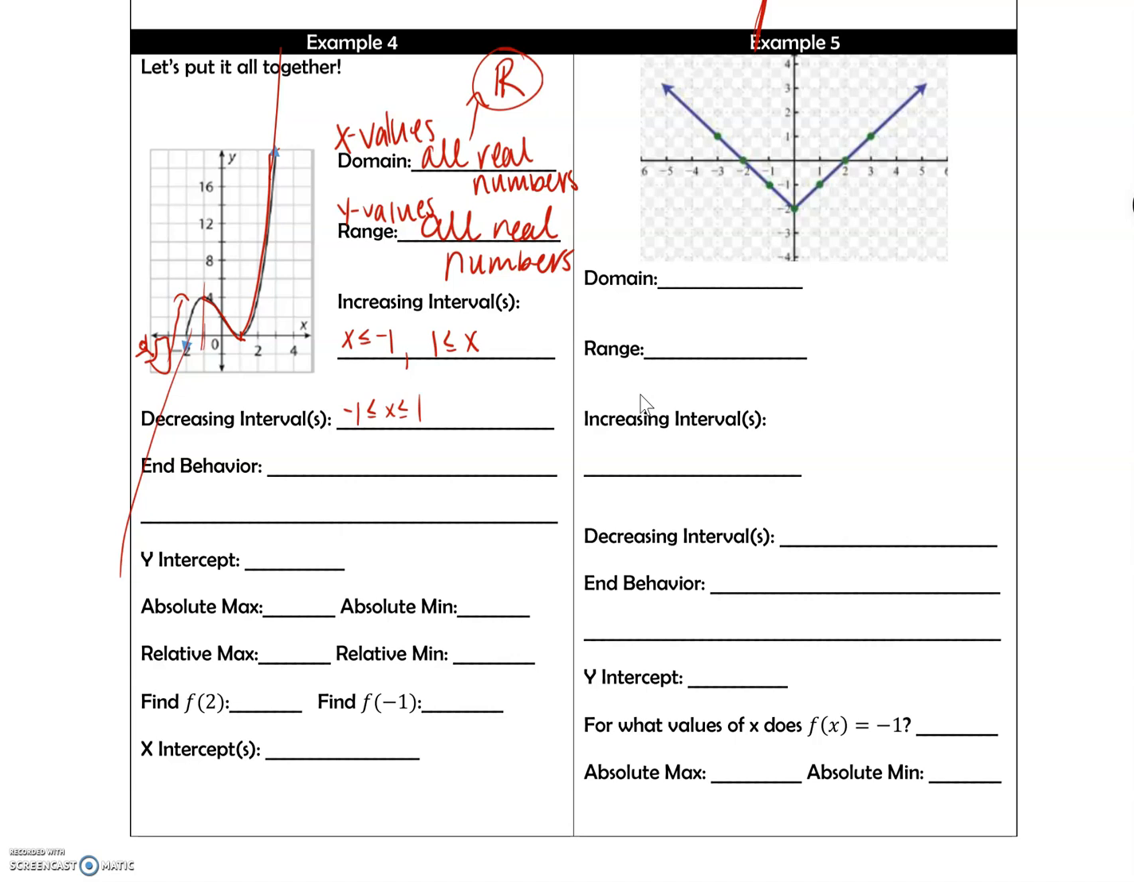Our end behavior. On the left side of our graph, as our x values get smaller, so as our x values go towards negative infinity, our y values also go towards negative infinity. So as x approaches negative infinity, y approaches negative infinity. And to the right side of the graph, as our x values get bigger, our y values get bigger. So as x approaches positive infinity, y approaches positive infinity as well.